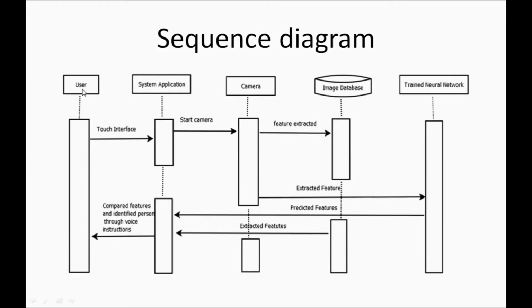User is my object, system application is my object, camera is my object, trained neural network is my object. Getting, guys? Using these objects, I will write the sequence diagram. Don't worry about the sequence diagram so far. Don't worry. So far you have understood what the objects in my project are. What project are we discussing here? Face authentication, right? Face detection.